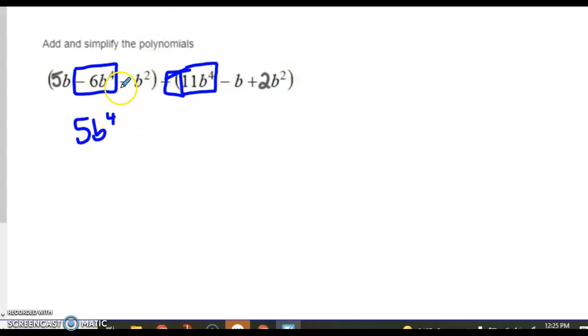My next highest exponent is b squared. So I'm going to go ahead and circle all the b squareds. And notice this one doesn't have a number in front of it, which means you got to put your 1 there. And -1b squared plus 2b squared would give us a positive 1b squared.